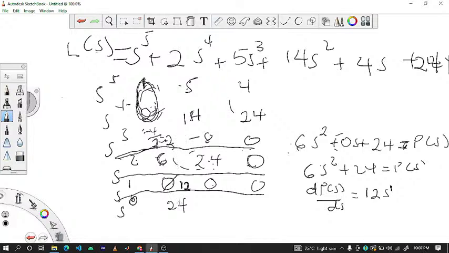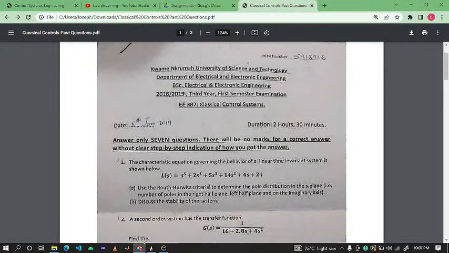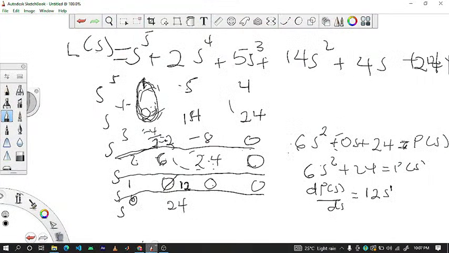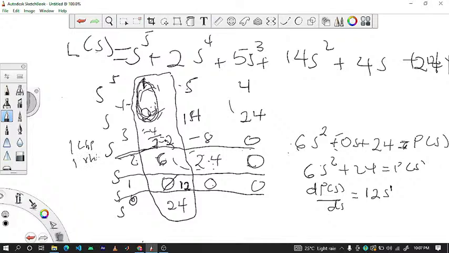Now all you have to do is find the number of poles in the right half plane, left half plane, and on the imaginary axis. So this is our first row, first column. We have from positive to positive. Positive to positive means that we have 1 on the left half plane. Then from positive to negative, since there's a sign change, we have 1 on the right half plane. Now there's another negative to positive, so you have another 1 on the right half plane.